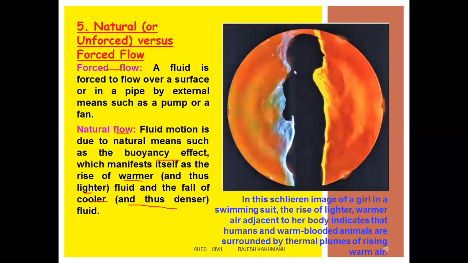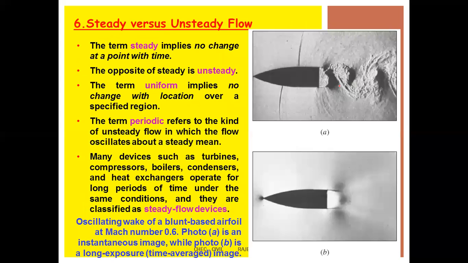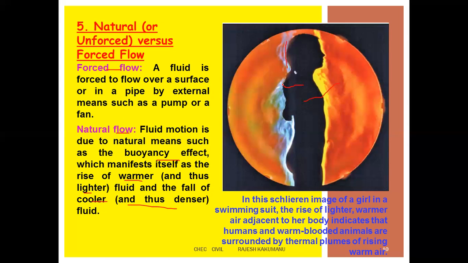If you see it in the thermal scanner, for a human being wearing a swimsuit, you can see some sort of flow. Here this is a bluish color, this is a yellowish color. Because of the humans or warm-blooded animals, what is surrounded? The thermal plumes are surrounded by rising warm air. Why? Because the body is releasing some sort of temperature outside, right? This is nothing but a simple example of natural flow of water, natural flow of gases. That is the fifth case, that is natural or forced type of flow.